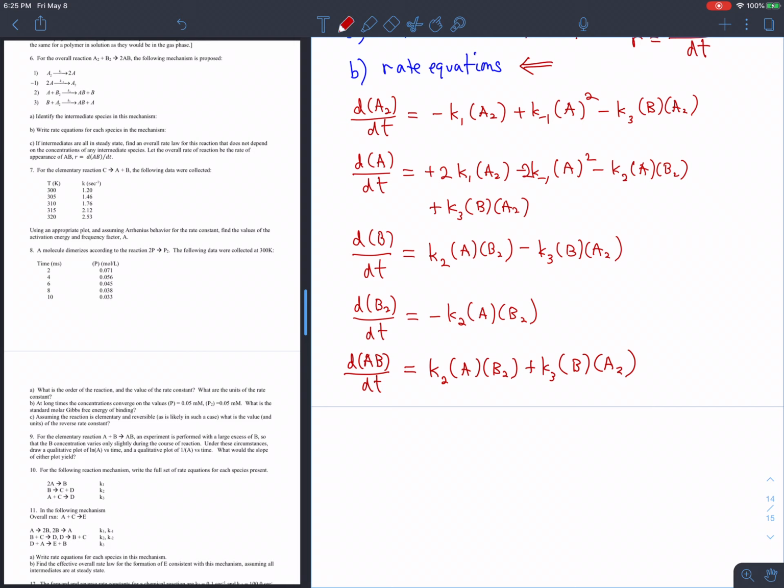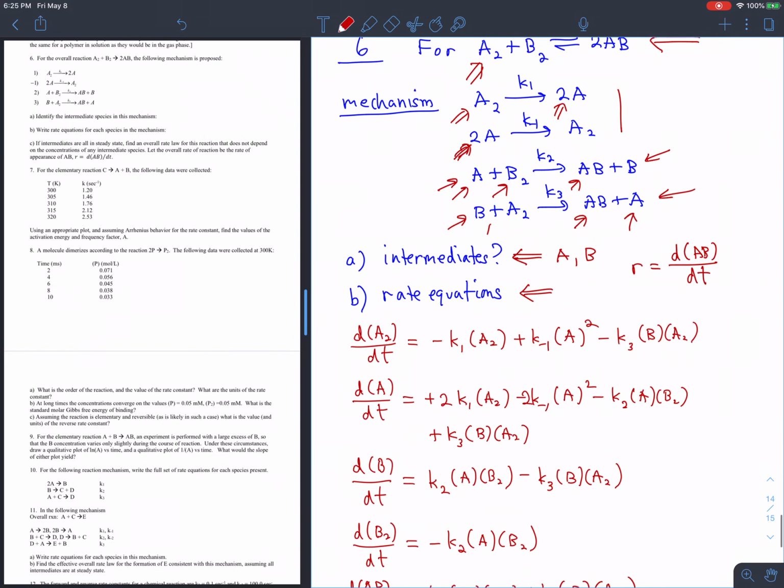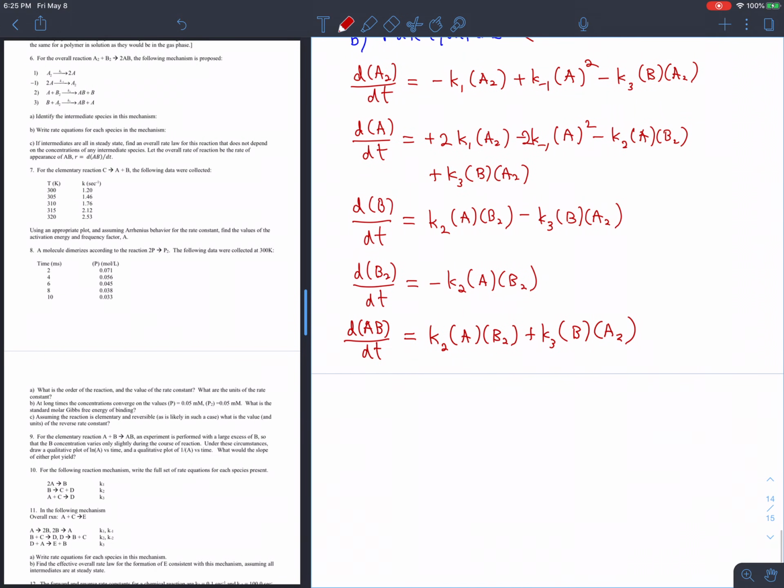And now we're going to apply the steady state approximation. That's actually part C that I didn't write down, I think. Yeah, I think so. So the steady state approximation says set the rate equations for all the intermediates to 0. And the intermediates are these two, A and B, so we're going to set both of these to 0, and then use those to solve for the intermediate concentrations like A here, or B here, and so on.